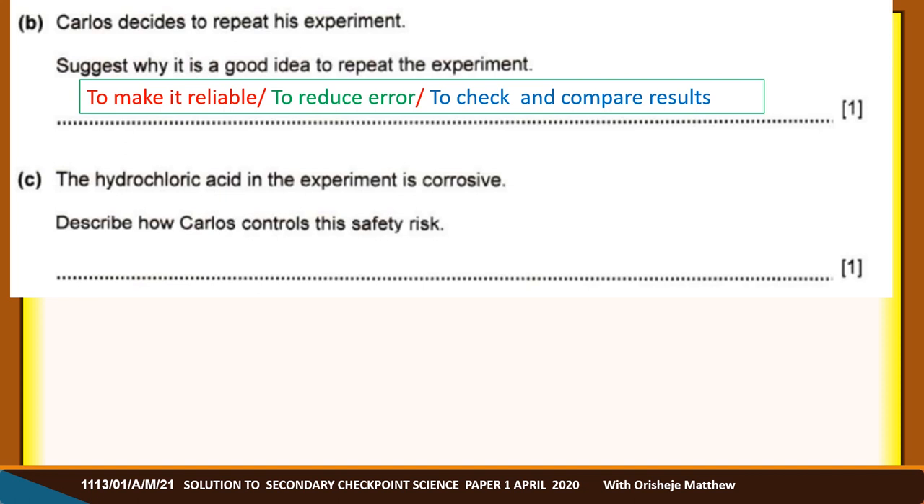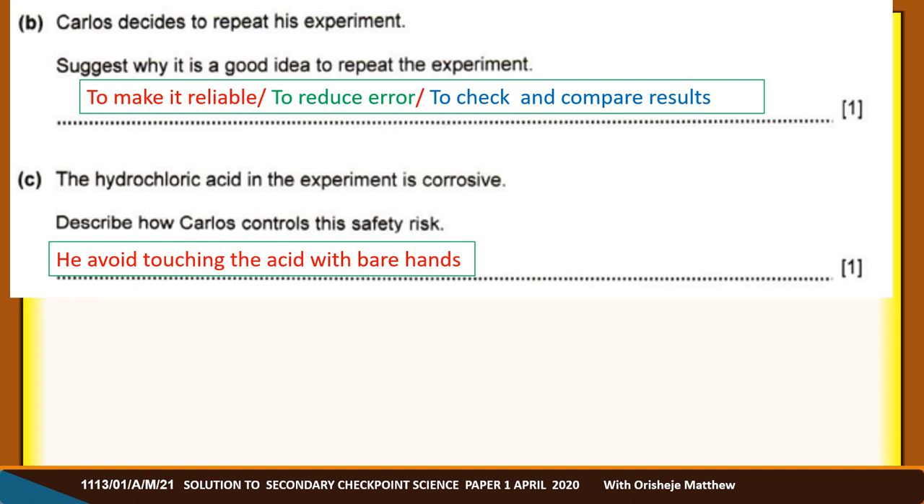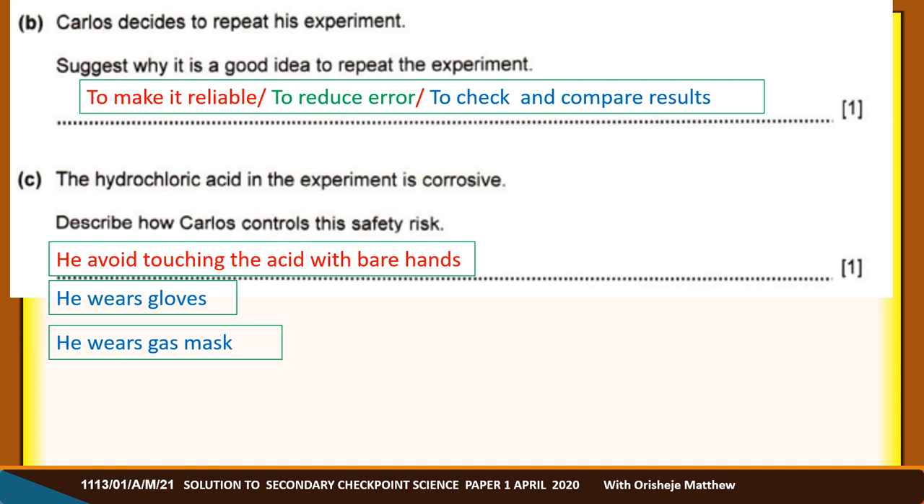The hydrochloric acid in the experiment is corrosive. Describe how Carlos controls this safety risk. He avoids touching the acid with bare hands. He wears gloves while carrying out the experiment. He wears a gas mask.